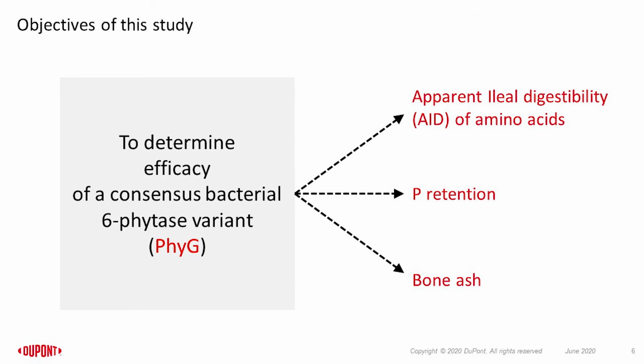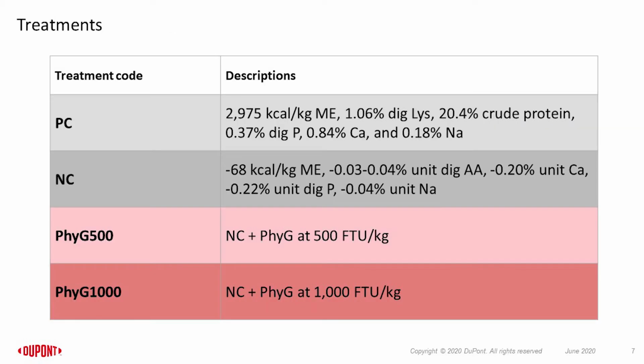The objective of this study is to determine the efficacy of this PhyG on apparent ileal digestibility of amino acids, phosphorus retention, and bone ash. 4 treatments were tested, including a positive control, adequate in nutrients, and a negative control with reduction of energy, amino acids, calcium, digestible phosphorus, and sodium. We applied also sodium reduction because phytase can improve sodium digestibility as well.